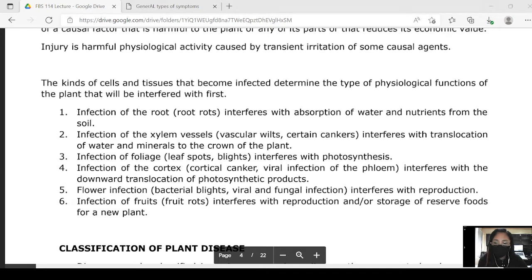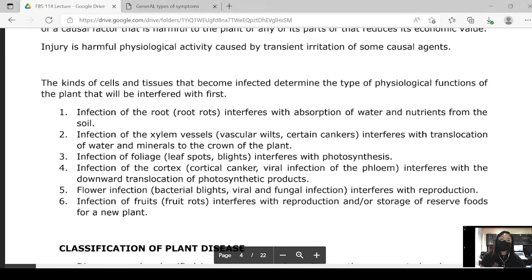And we have flower infection. Some examples of diseases are bacterial blights, viral and fungal infection, in which it interferes with reproduction, since the flower is a reproductive part of your plant. And we have infection of fruits. An example is fruit rot. So, the fruit wilts, in which it interferes with reproduction and storage of reserve foods for a new plant.